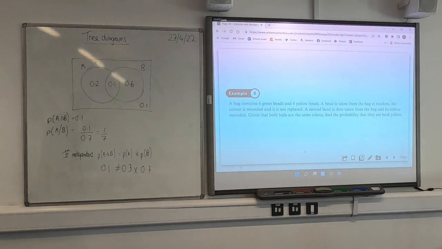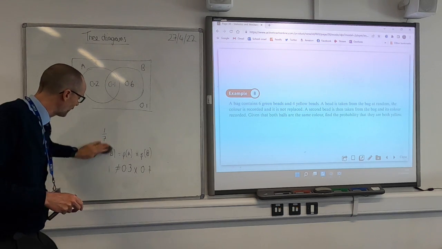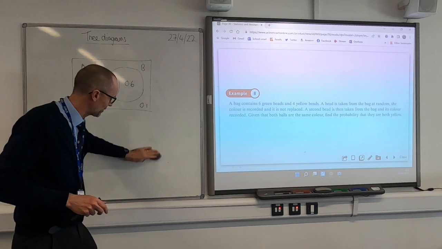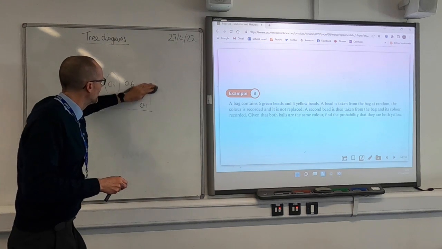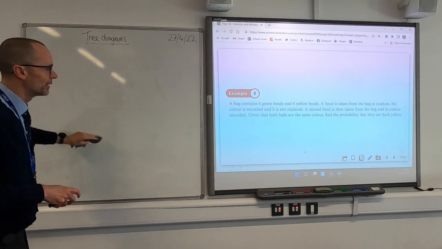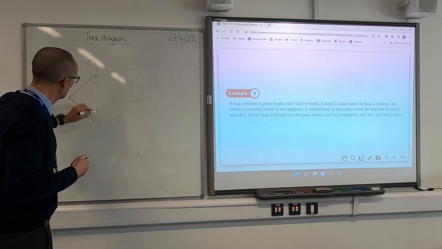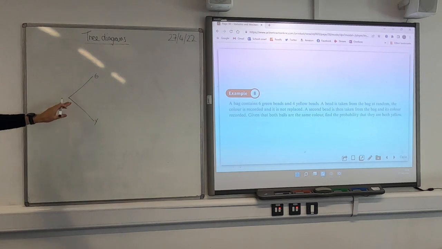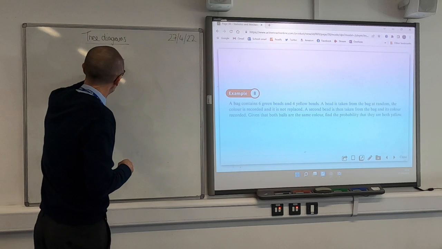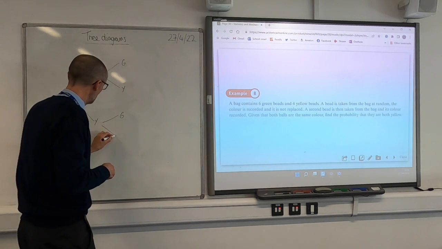So, I hope you can knock me up a tree diagram for this question. This is one of those questions where you've got different coloured balls in a bag, you take one out and you don't put it back in. So your first choice could either be green or yellow. So we tend to put the name of the choice at the end of the branch and then the probabilities on the branch. And if you take a green out, you could still get a green or a yellow for the second one. And if you take a yellow out, you could still get a green or a yellow for the second one.